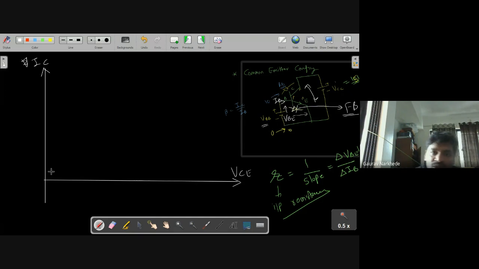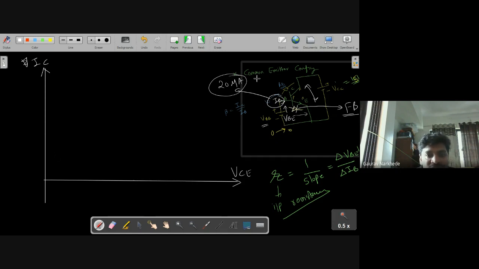Now, what is constant? IB is constant. So let us say that this IB is constant to 20 microampere. Okay, इसको constant रखते 20 microampere पे. Okay, and then what happens? As I will increase VCE, what will happen? IC will increase. क्या होगा?